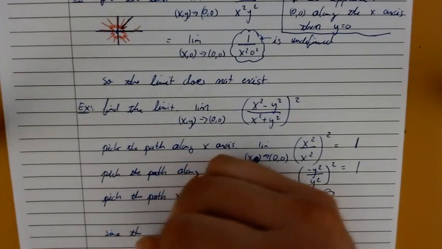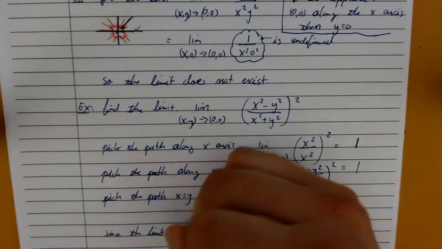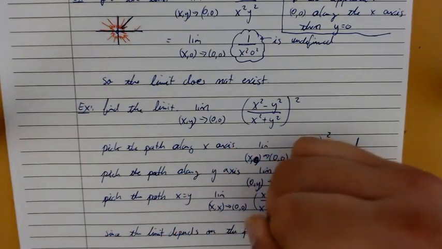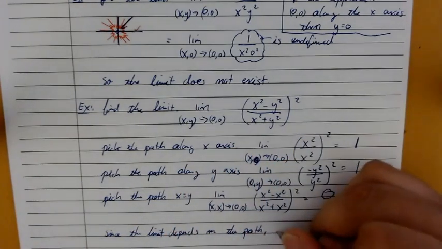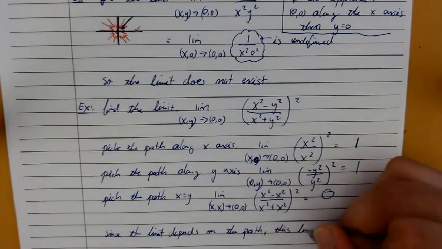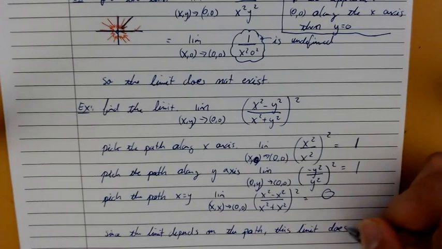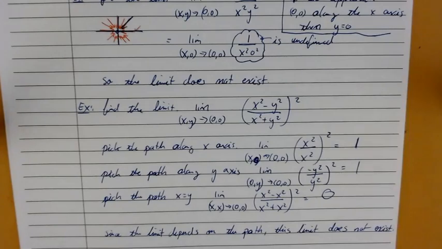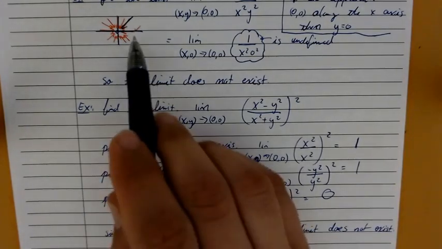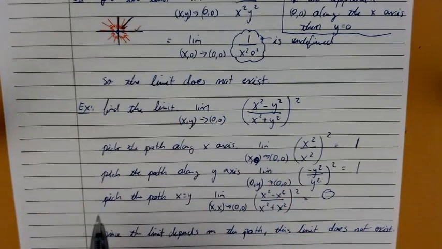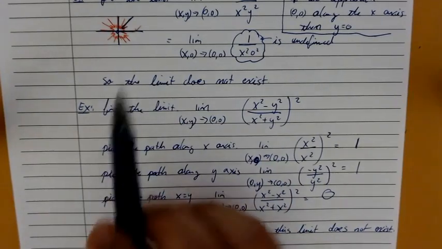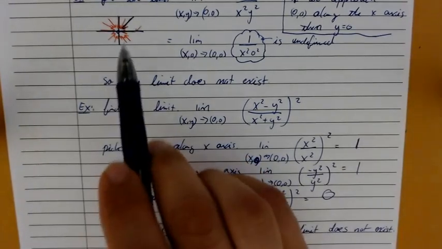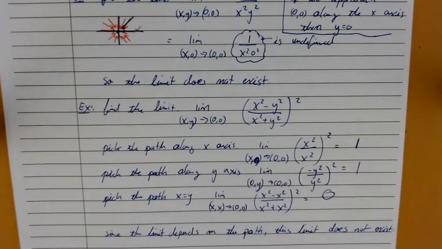Since the limit depends on the path, and it should not, it should be the same no matter what, this limit does not exist. So be mindful of the fact that checking different paths will never tell you that your limit exists. The best you can hope for is to find something that's either undefined or different, and then that will confirm that your limit does not exist.